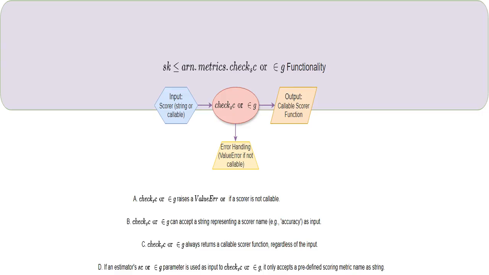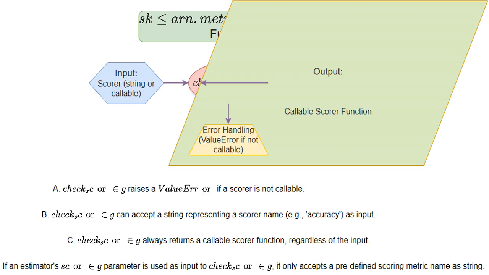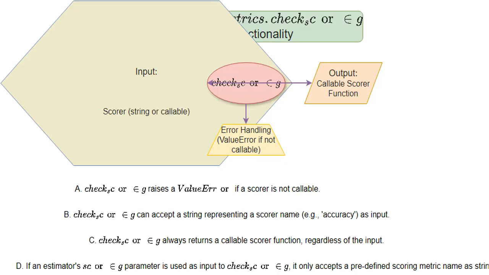I'm focusing on how flexible check_scoring is. You can give it a string, like accuracy or precision, and it'll understand. Or, you can give it a function you wrote yourself. It'll work with that too. This statement is true. I've already explained that. If you give it something that can't be called as a function, the callable part, it rightly complains with a ValueError. The cool thing about check_scoring is that, no matter what you give it, a string or a function, what it gives you back is always a function. That's its job, to standardize things to a callable function.